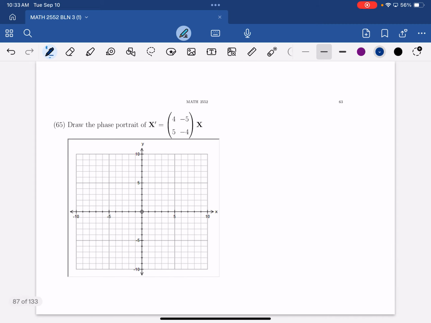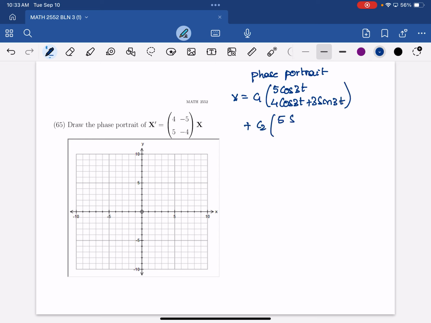Okay, so now I want to get the phase portrait. So how am I going to get the phase portrait? My solution here is C1 times (5 cosine 3t, 4 cosine 3t plus 3 sine 3t) plus C2 times (5 sine 3t, 4 sine 3t minus 3 cosine 3t). Okay, this is my solution.